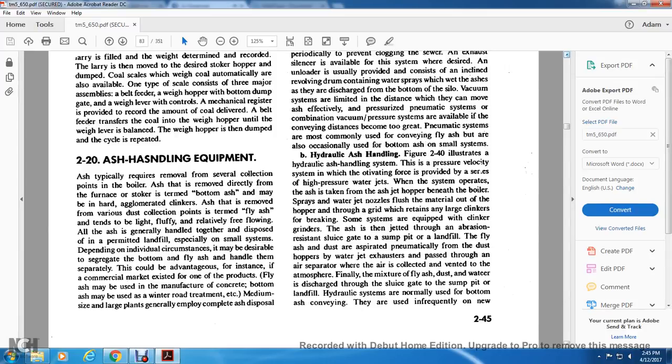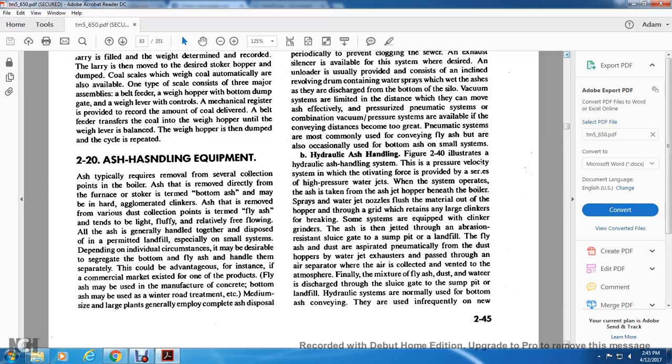Alright, 220, ash handling equipment. Ash typically requires removal from several collection points of the boiler. Ash removed directly from the furnace or stoker is termed bottom ash and may be hard or agglomerated clinkers. Ash removed from the various dust collection points is termed fly ash. It tends to be light, fluffy, relatively free flowing.